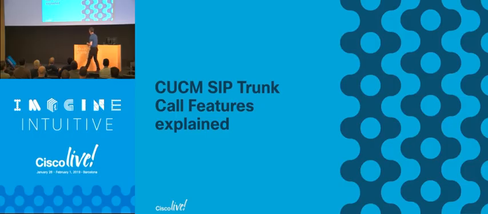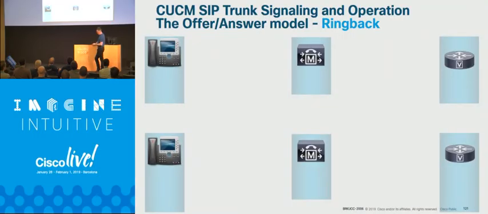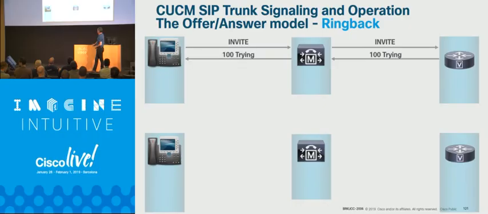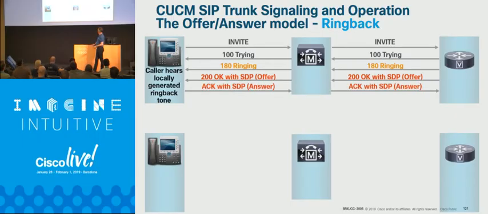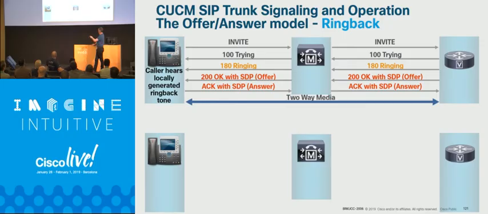So another one here is ringback. We talked about ringback, and we said that when I send an invite, I get my trying back, and I get my ringing back to the far end here. When that ringing comes back, it basically tells the phone to play locally generated ringback tone. And so I do my SDP answer offer. Once I've done that, I'll switch off ringback and cut through my two-way media.